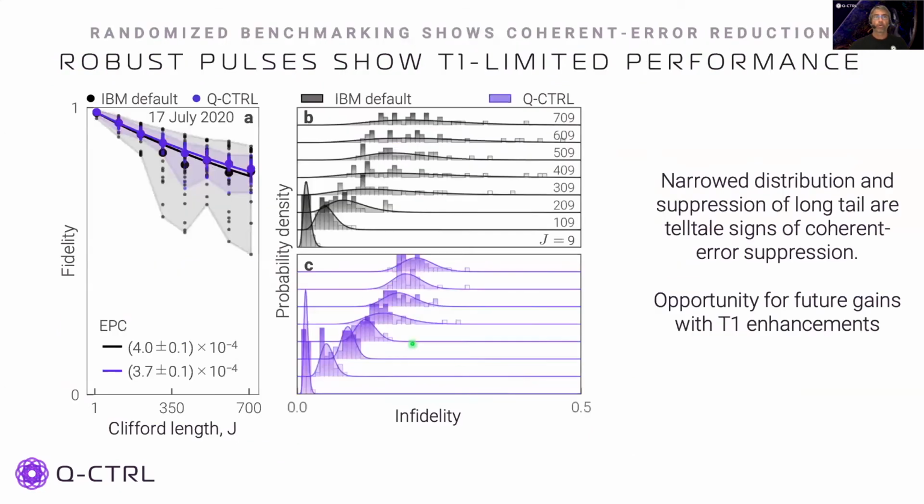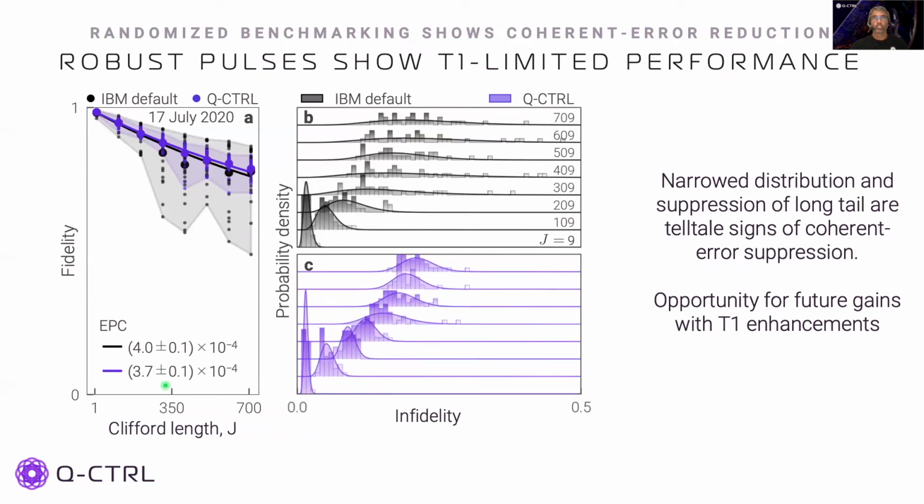The performance of our gates was also analyzed using randomized benchmarking. On the left plot, we have the fidelity as a function of the Clifford length for RB procedures where the Clifford gates are made up of the default IBM gates, shown in black, or Q-control dephasing robust optimized gates, in purple. Our pulse can outperform the default ones by a margin around 10 to 20%, despite their longer duration.